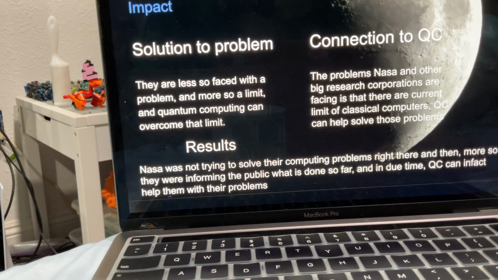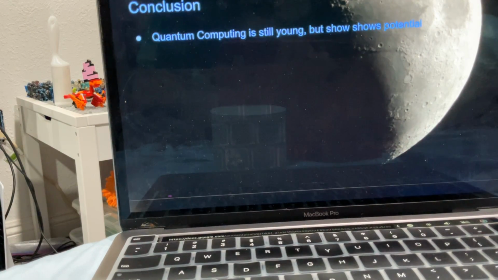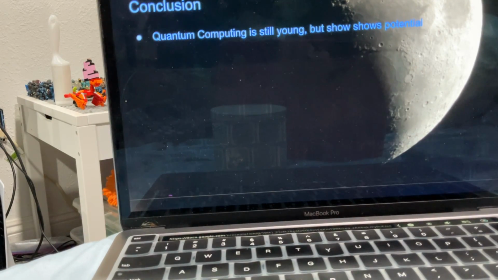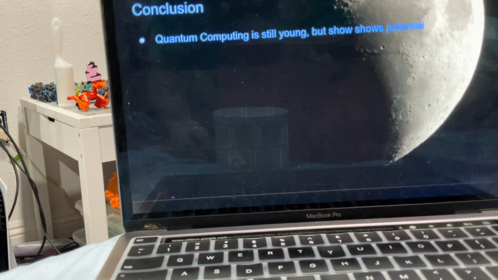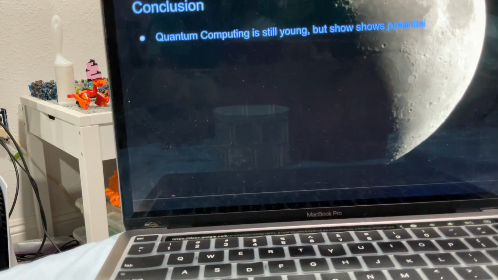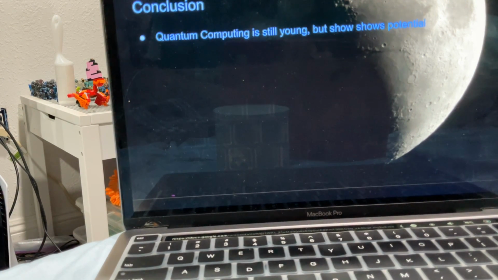Let's go to the next one. The big takeaway from this is that quantum computing is still young but shows potential. Like I said, it's in its infancy. I think I've already covered everything about quantum computing. I would go further into detail, but I'm running out of time.